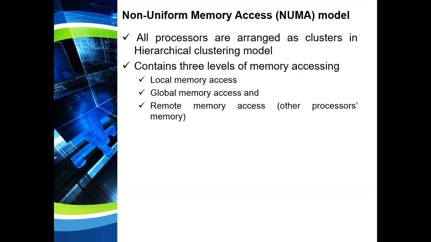So there are three levels of memory accessing available within the hierarchical clustering model of NUMA. This might be asked as a question: write the three levels of memory accessing in hierarchical clustering, or list the levels of memory accessing within hierarchical clustering. So you have to say this: local memory access, global memory access, and remote memory access.